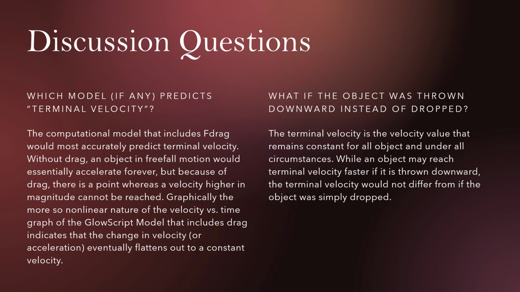The terminal velocity is a velocity value that remains constant for all objects under all circumstances. While an object may reach terminal velocity faster if it is thrown downward, the terminal velocity would not differ from that if the object was simply dropped. It would just take longer for it to reach the terminal velocity.